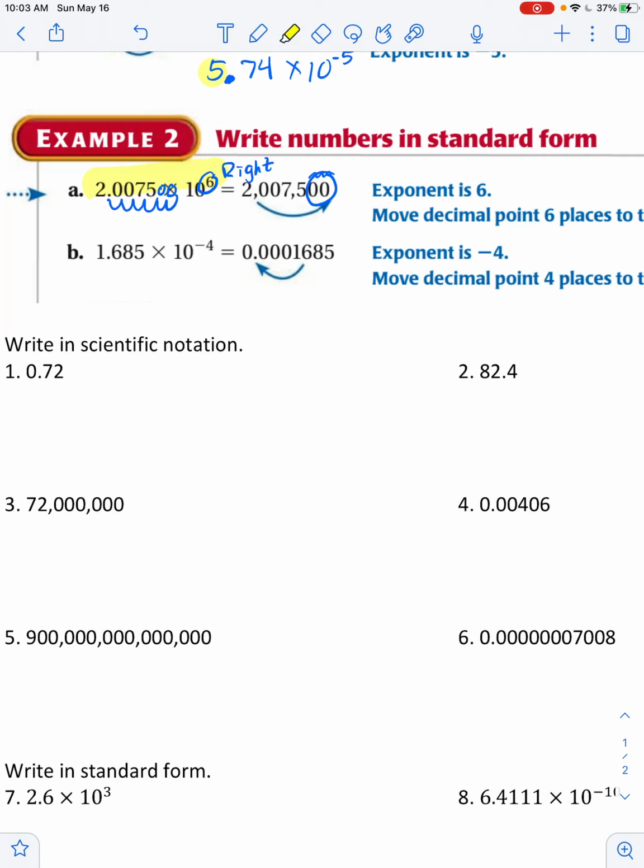In B, I again have my scientific notation, but this is a negative, so I must have eliminated spaces to the left. So I'm going to go to the left when I expand it back out. From this spot, I go 1, 2, 3, 4 to the left. The 1 fills the first space, but I'm going to need 3 zeros to fill the rest of the spaces, which is why in this final answer, there are 3 zeros and then the 1685.